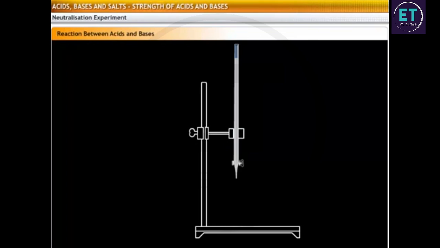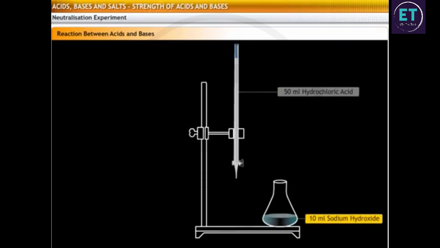Let's explore this concept further through an experiment. Take 50 milliliter dilute hydrochloric acid in a burette and 10 milliliter of sodium hydroxide in a conical flask. Add a few drops of phenolphthalein to the sodium hydroxide solution. The sodium hydroxide solution turns pink.